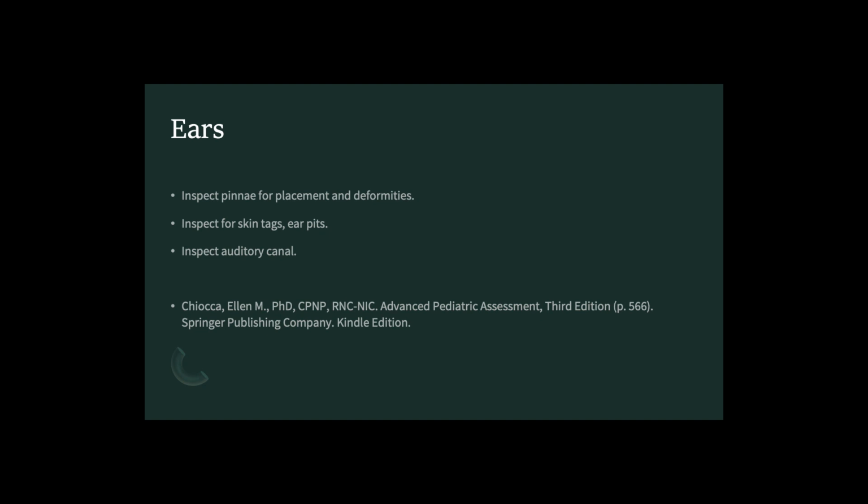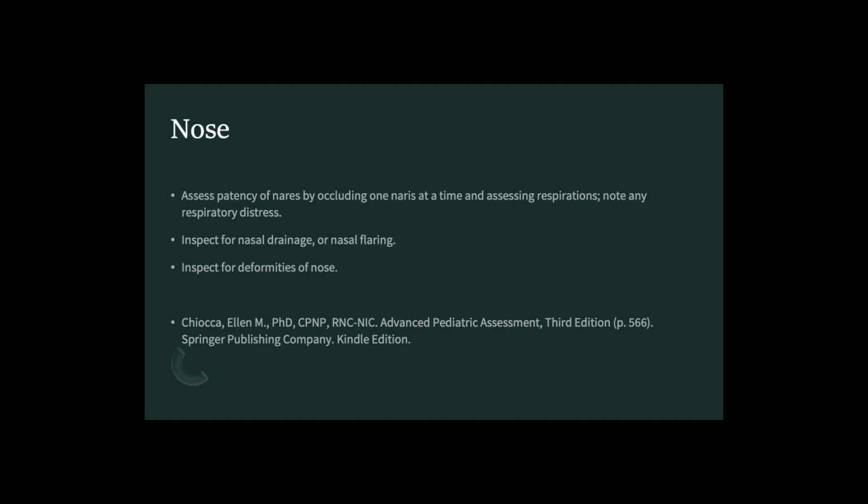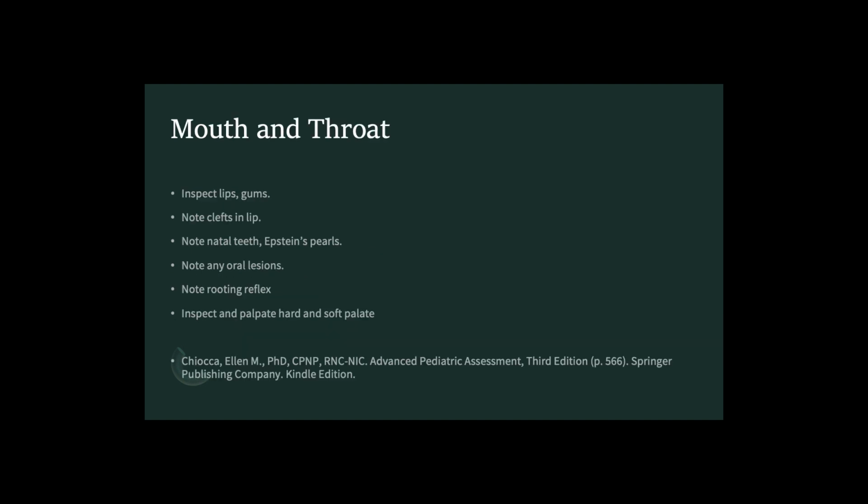For the ears, you'd be surprised how much you can tell about the infant and their genetics from just looking at the pinna. We'll also be looking for skin tags, and you'll be looking to see, does the level of the ears match where they should be. For the nose, you'll be looking for patency of the nares. For mouth and throat, we're looking for any sort of abnormalities such as natal teeth, cleft lip or palate, or both, and also looking for normal reflexes such as the rooting reflex.